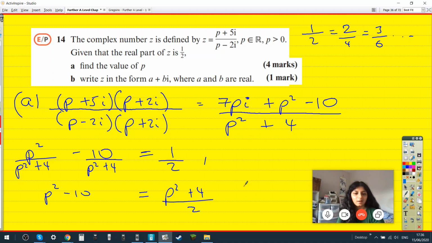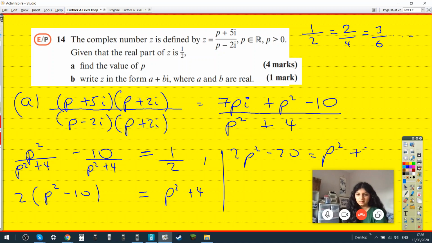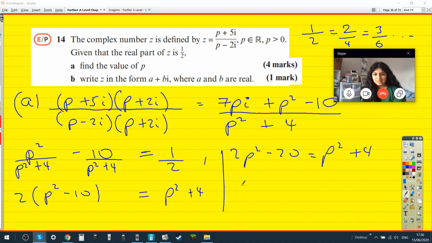Wait, what? How did you do that? You tell me to cross multiply? Wouldn't it be p squared plus 4 is equal to 2 times p squared minus 10 if we cross multiply? Okay, we'll do it all in one go. Is there another way to cross multiply? I did not even know that. It's just how I always do it. So 2p squared minus 20 is equal to p squared plus 4. So then p squared is equal to 24. So p is equal to root 24.